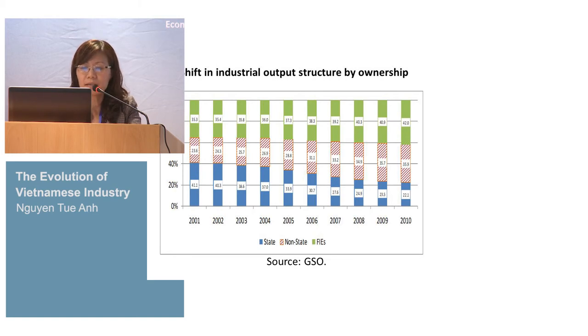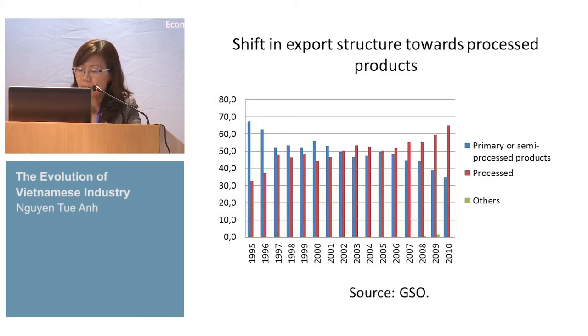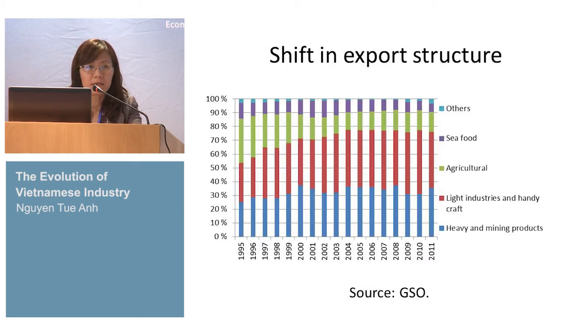Another figure here shows the shift in industrial output structure by ownership. You can see that the state loses its share in industrial output, while the foreign direct investment and the private sector increase their share in industrial output. This figure shows the shift in export structure toward processed products. The share of processed products has increased, while unprocessed products declined. It is a shift in export structure.